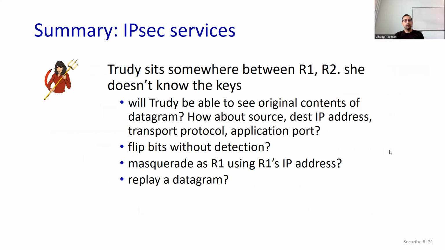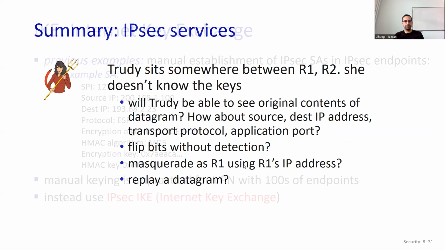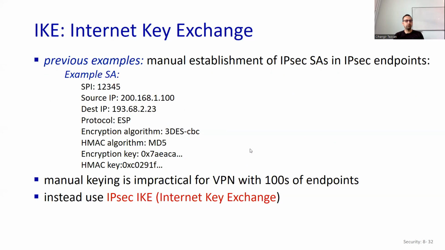Okay. The summary of IPsec services is as follows. Trudy sits somewhere between R1 and R2. She doesn't know the keys. The questions are: will Trudy be able to see the original contents of the datagram? How about the source and destination IP address, transport protocol, application protocol? Can she flip bits without detection, masquerade as R1 using R1's IP address, or replay a datagram? In order to actually prevent this, we have to use internet key exchange protocols, okay?